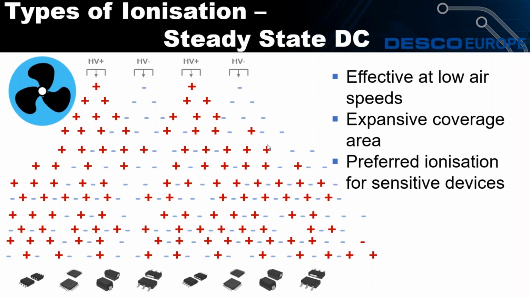Whereas in the steady state DC ionisers, you can cover a very much larger area, and you don't get the ion recombination. So as you can see here, down at the target area, we're getting a much better balance of both positive and negative reaching the target area, which is exactly what we want to do, to pick off any imbalance on charged insulator or isolated conductor and neutralize the charge. And now this is the preferred ionization for sensitive devices, and very much the preferred ionization in the electronics manufacturing environment.